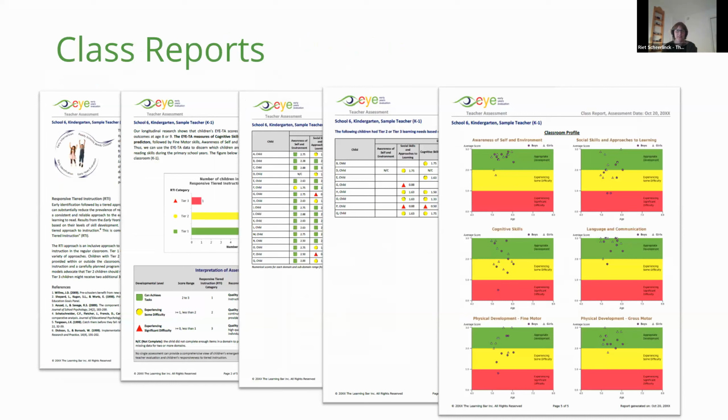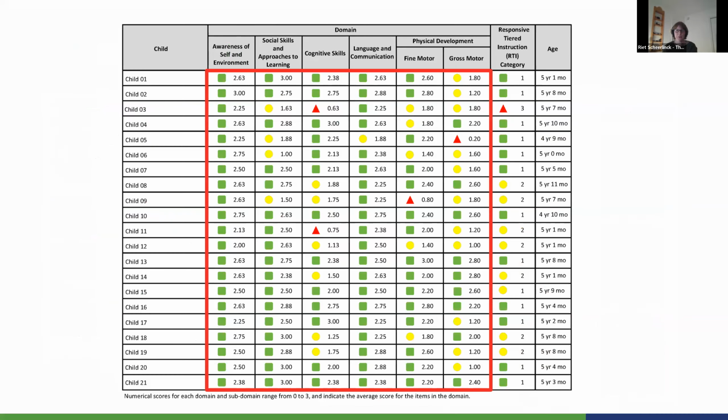Let's look into the class reports. So educators can use the information from the class reports to personalize children's learning, ensuring that each child's learning needs are addressed. The class report is a handy way to see the TA results for all the children in the class. We have two types of results in this class report.